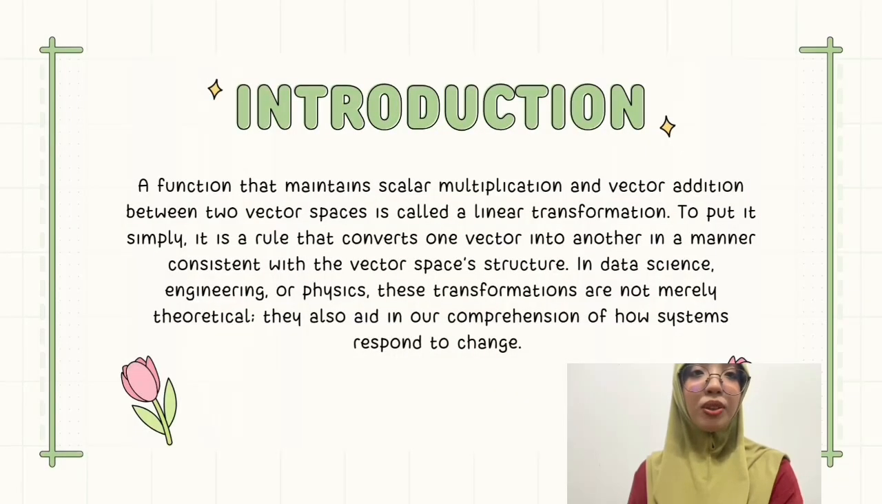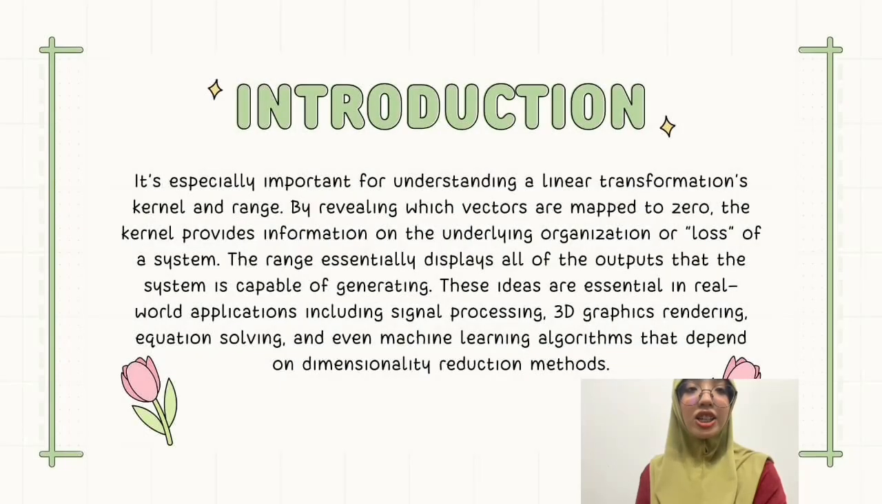A linear transformation is a function between two vector spaces that preserves vector addition and scalar multiplication. In simple terms, it is a rule that transforms one vector into another in a way that aligns with the structure of the vector space. These transformations are not just theoretical; they help us understand how systems behave when subject to change, whether in engineering, physics, or data science.